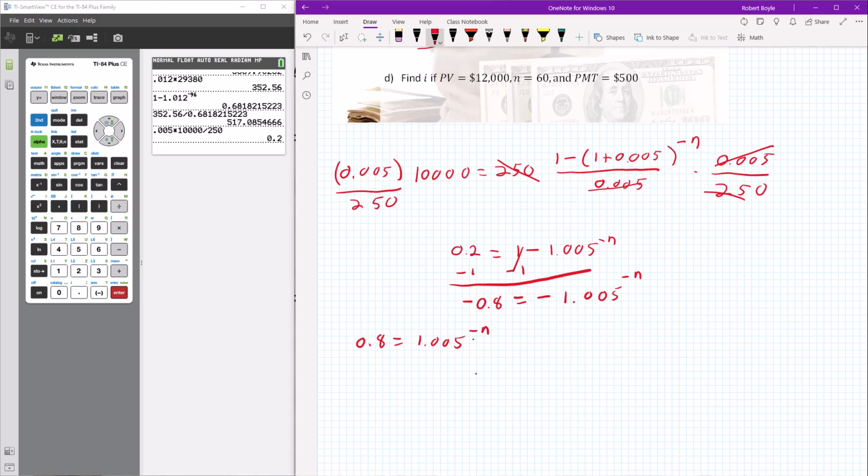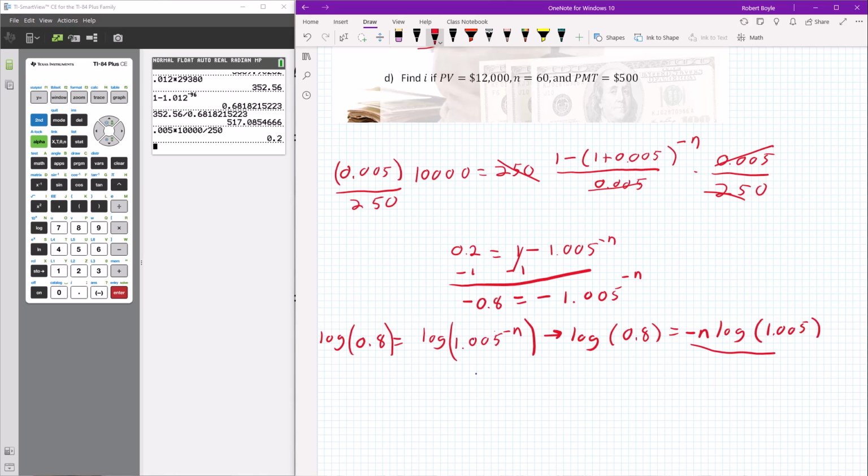And that was actually important because I want to take the logarithm of both sides. I cannot take the logarithm of negative numbers, but if I multiply everything by negative 1, they'll be all positive, and I can take logs. So that's what I'm going to do now. I'm going to take the log of 0.8, and that's going to be equal to the log of 1.005 raised to the negative n power. Okay, I can then use the power property, and if I do, I will have that the common log of 0.8 is equal to negative n times the common log of 1.005. And now I can solve for n by dividing both sides by negative log of 1.005.